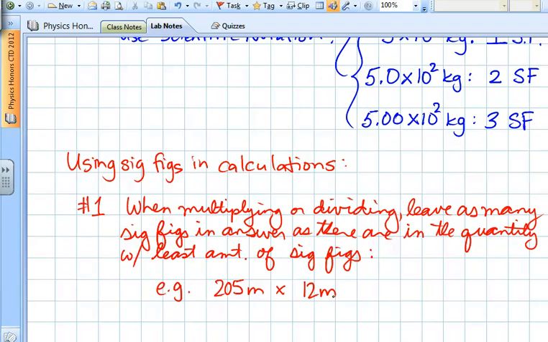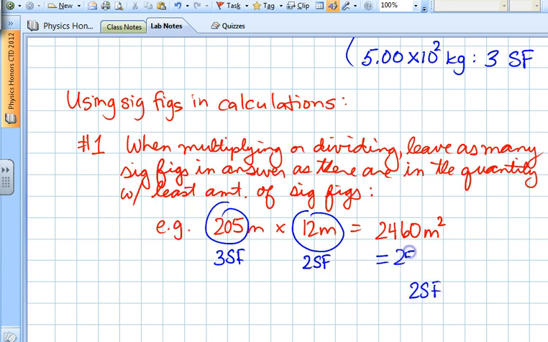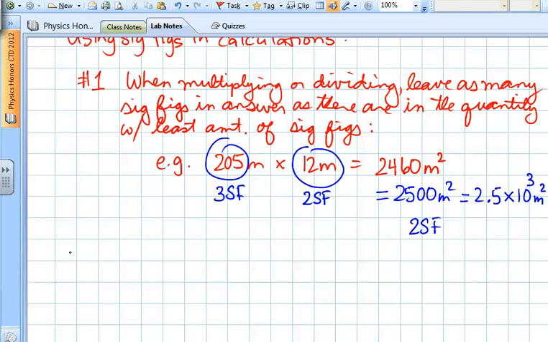So if you actually plop this into a calculator, you're going to get 2,460 meters squared. Remember, we have to multiply the units as well as the numbers. Okay, so this could either have 3 or 4 sig figs, but if we look at what went into the equation, 12 only has 2 sig figs, whereas 205 has 3 sig figs. So what we need to do is to round our answer to give us 2 sig figs. And the best way to do this is to write 2,500, or as we just said, 2.5 times 10 to the third meters squared. So that's using scientific notation. So that's rule number 1. This also works for dividing. I just gave an example for multiplying.